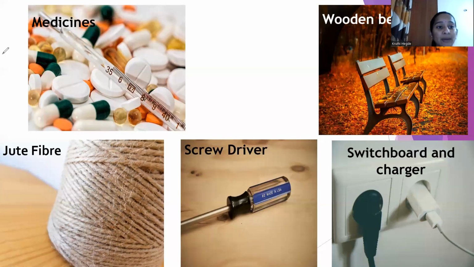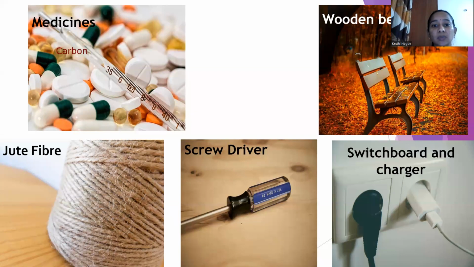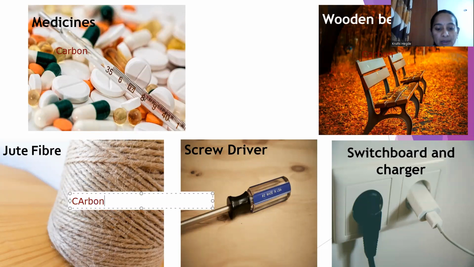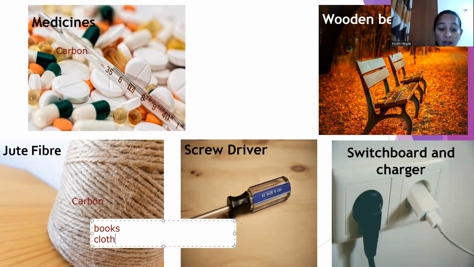So among these, most of these materials are made up of carbon. For example, these medicines are made up of chemicals that are extracted from plants or animals. So generally they have carbon. Then wooden bench is taken from wood that definitely contains carbon. And jute fiber will also have carbon. So these are a few examples that I have given here that are made up of carbon. There are many more examples, like books and clothes are made up of carbon.